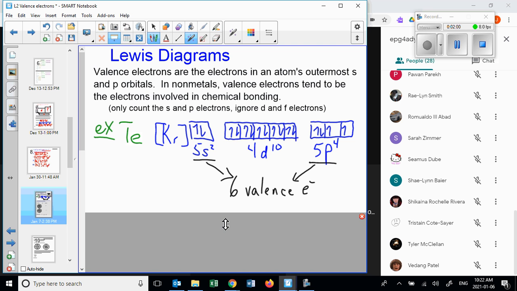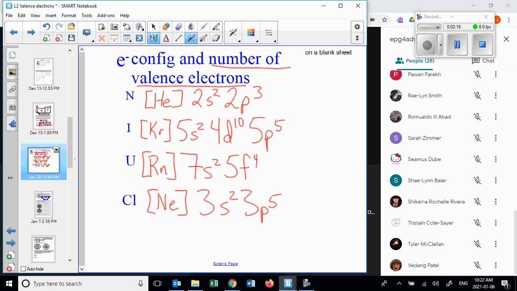Now, I want to zip back. Remember in the previous electron configuration examples, I mentioned valence electrons as well, and now we're going to get back to it. When you count valence electrons, you ignore d's or f's. So, nitrogen. Well, there's nothing on its outer row but s and p's. I'm going to put VE for valence electrons. 5 valence electrons.